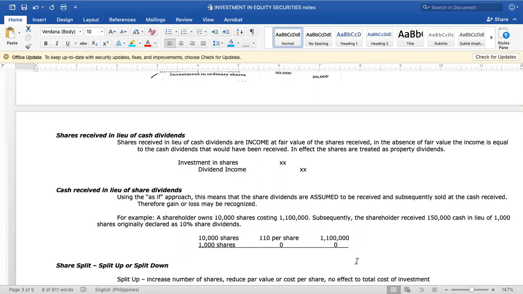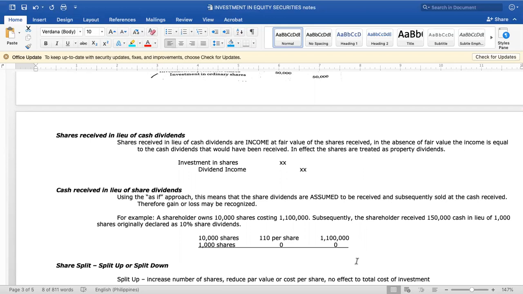Okay, kaning isa na pod baliktad. Instead nga hatagan ta og share dividends atong na-receive cash. So this cash received in lieu of share dividends. So using the as if approach, this means that the share dividends are assumed to be received and subsequently sold at the cash received. So unsa assumption nato in accounting this type of transaction na instead of receiving share dividends, we receive cash. So atong assumption diri, how do we account this one? So our assumption is, let's assume nga as if na-receive nato ang shares tapos gibaligyan nato subsequently. Kay nakadawat ta og cash. So that is how we account.